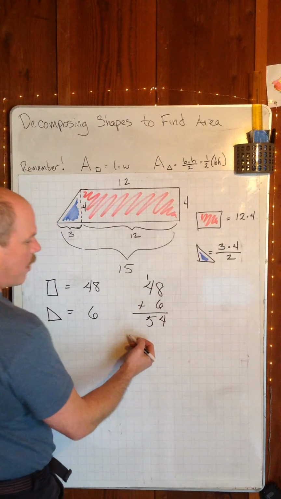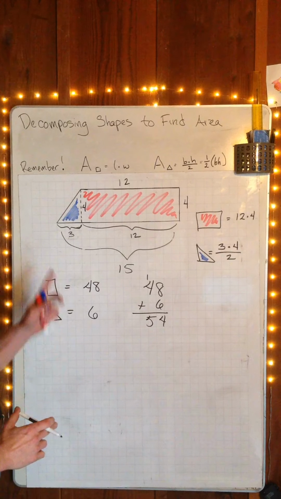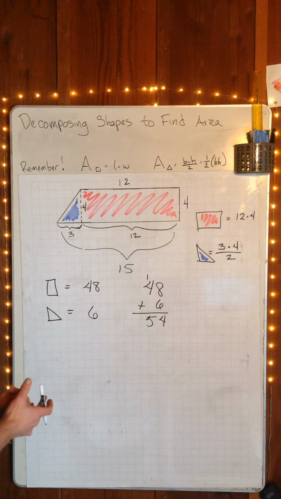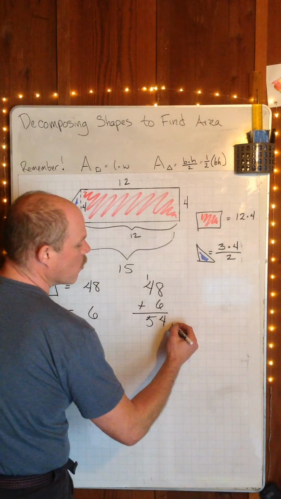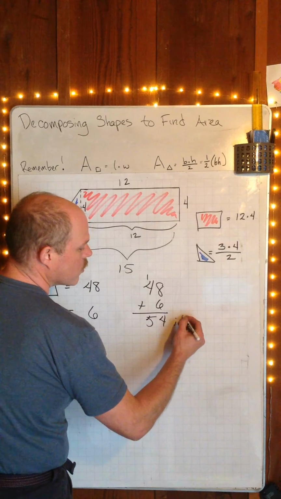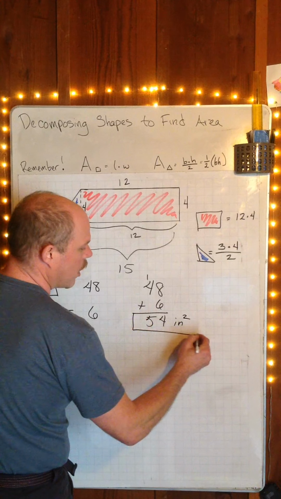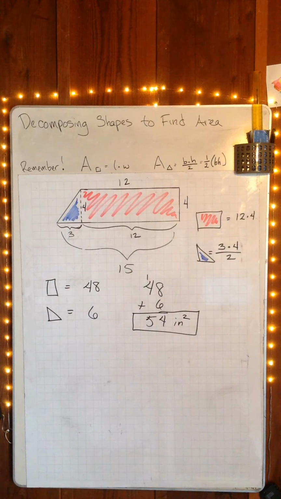Now, always remember, when dealing with area, we're dealing in square units. In this case, they are literally inches. So why don't we call it 54 inches squared? And we will box our answer, and we're done.